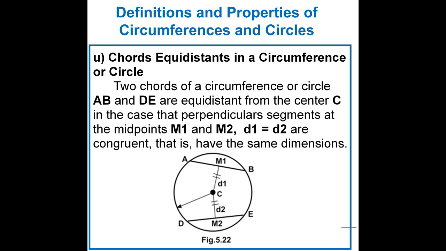If the two segments of secant lines AB and DE are equidistant, then the dimensions of the two line segments d1 and d2 are equal. The line d1 is perpendicular to the secant line AB, and the line d2 is perpendicular to the secant line DE.